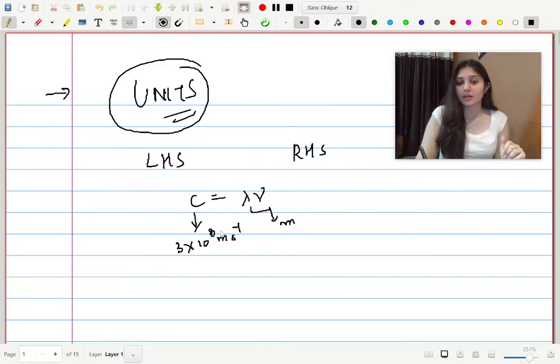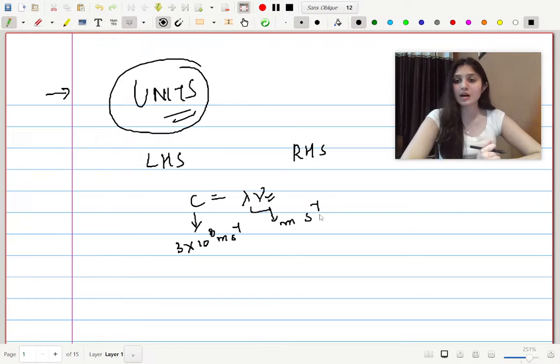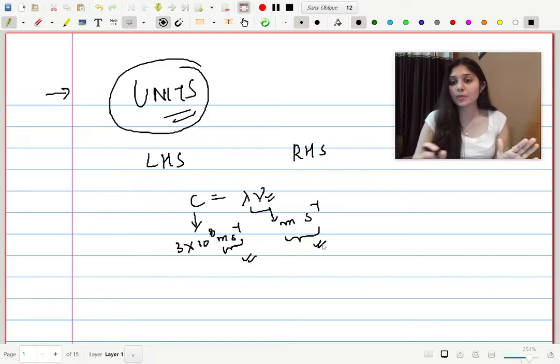The frequency, on the other hand, is in second inverse. Of course, it is a unit of time inverse. It can be in minute inverse, hour inverse, day inverse, but generally it is in second inverse. So if you compare, this is meter per second, and this is meter per second. The units on LHS is equal to units on RHS, and that is how you will be comparing the units from now on.